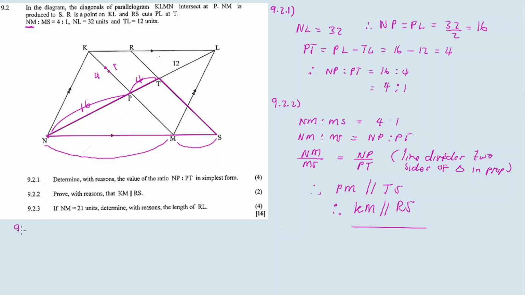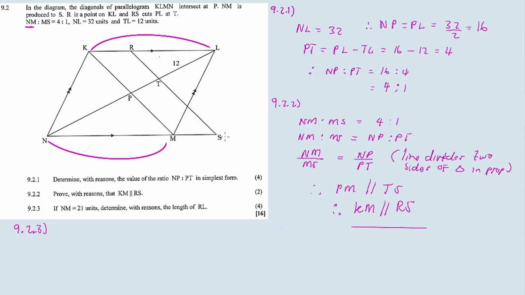Question 9.2.3. If NM is equal to 21 units, determine with reasons the length of RL. Given NM, we want RL.